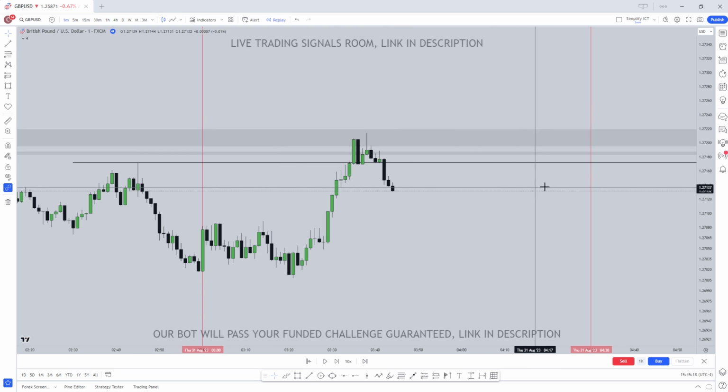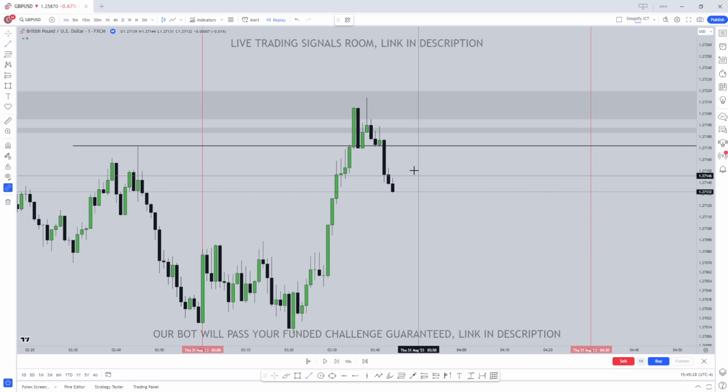We're sticking to a rule-based system to look for a time-based model. And again, you can see we're still in our London session area, so we can take this trade if the fair value gap is valid.